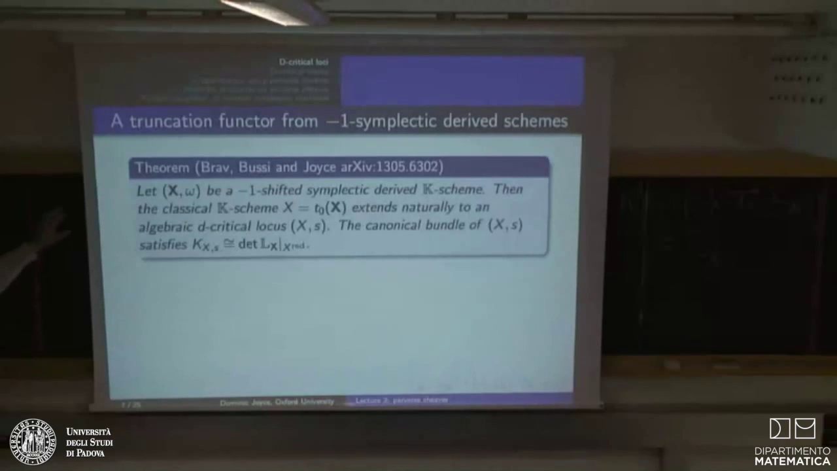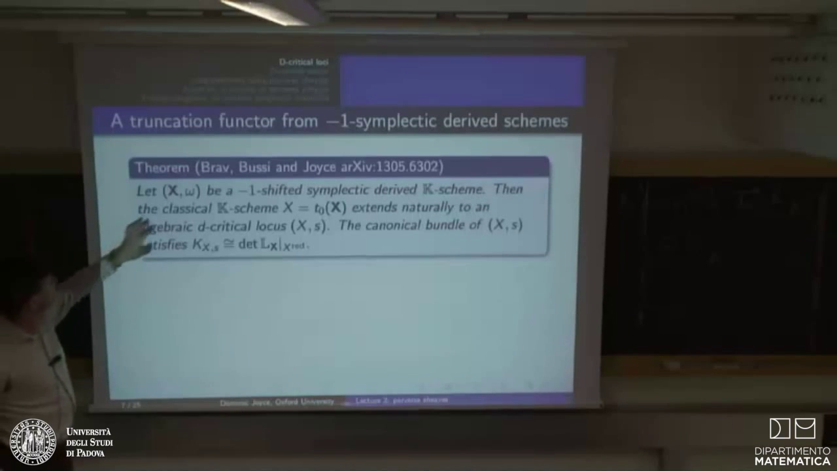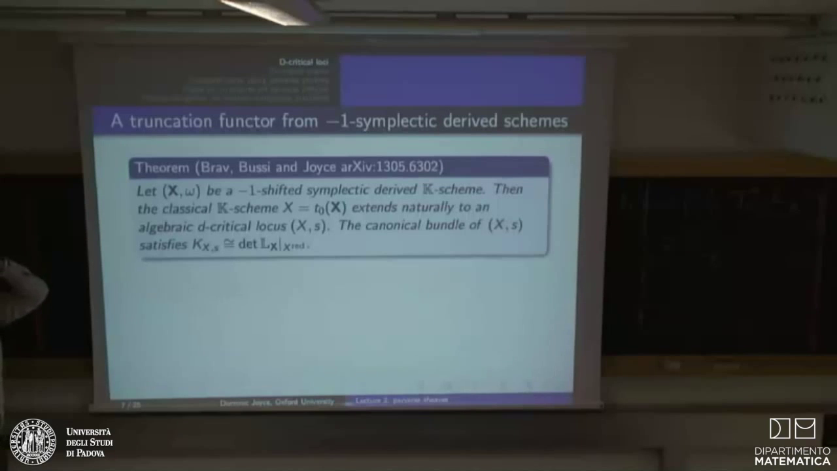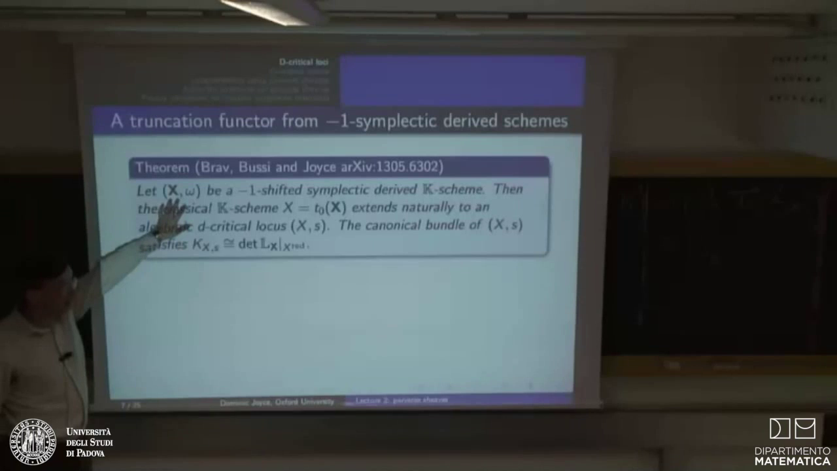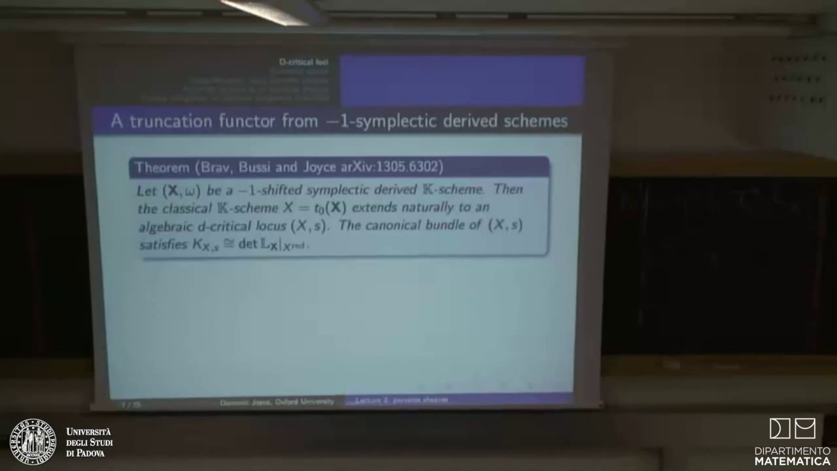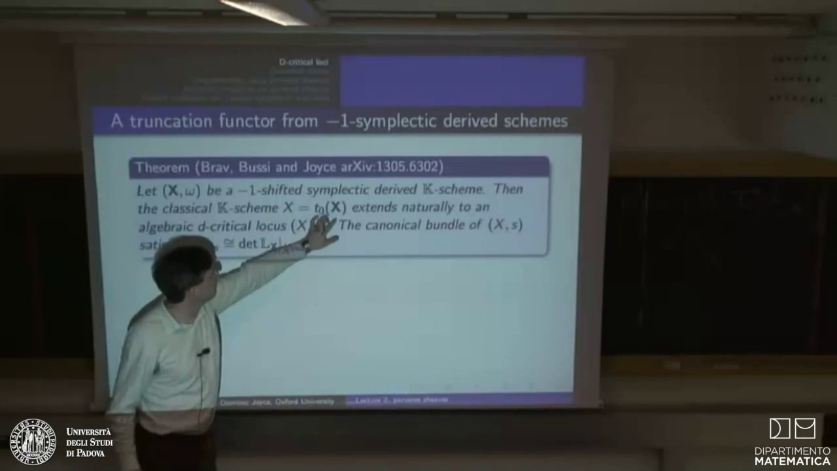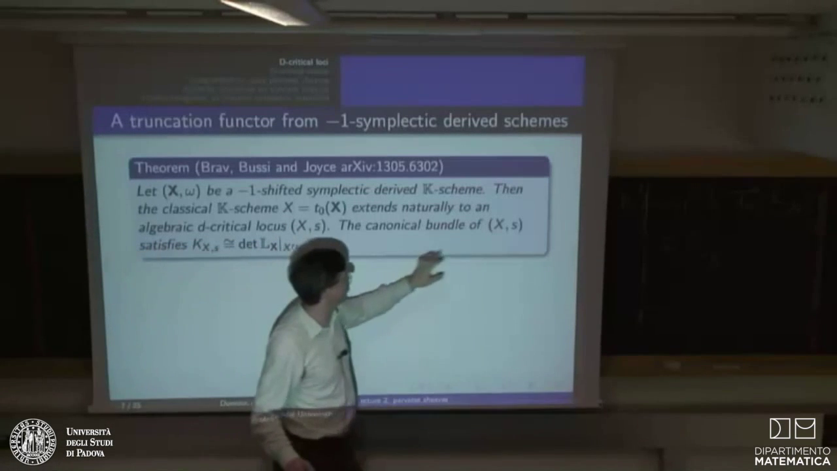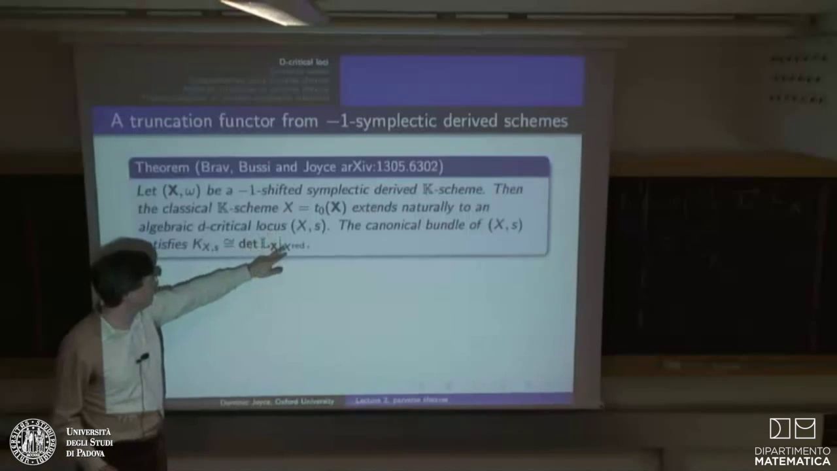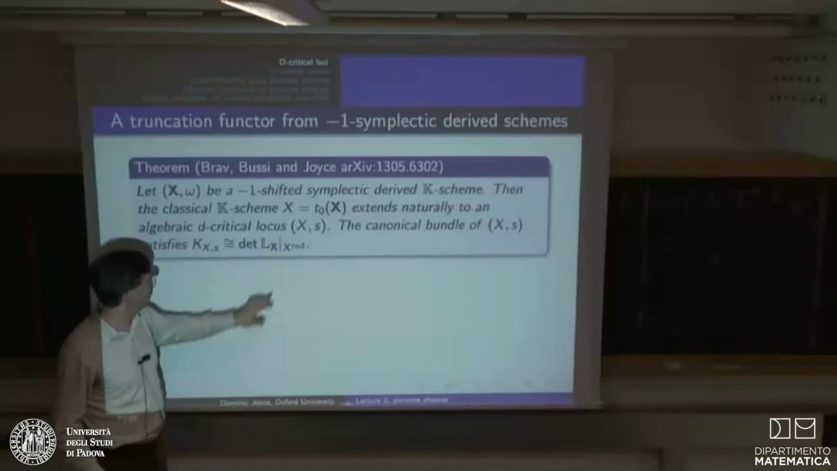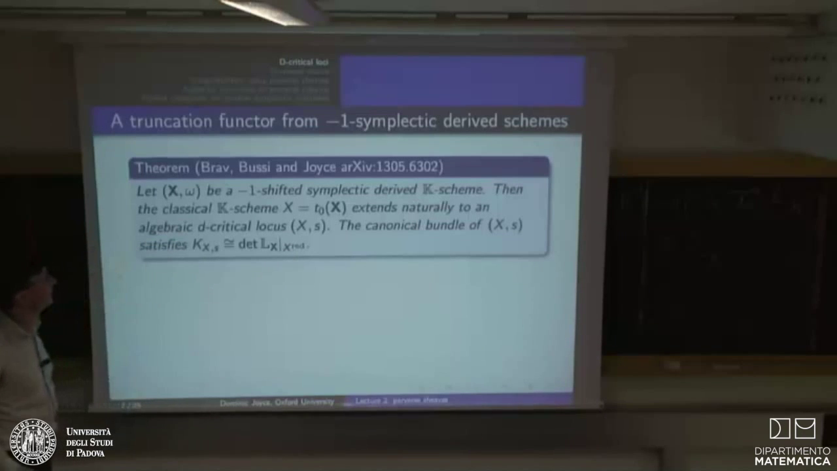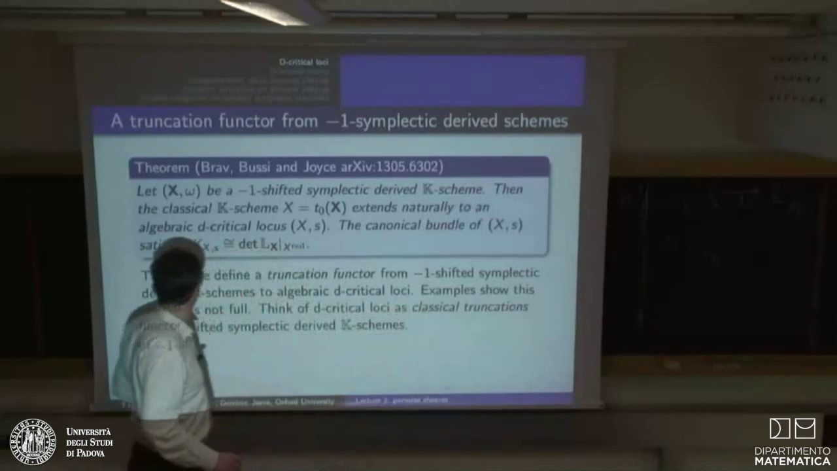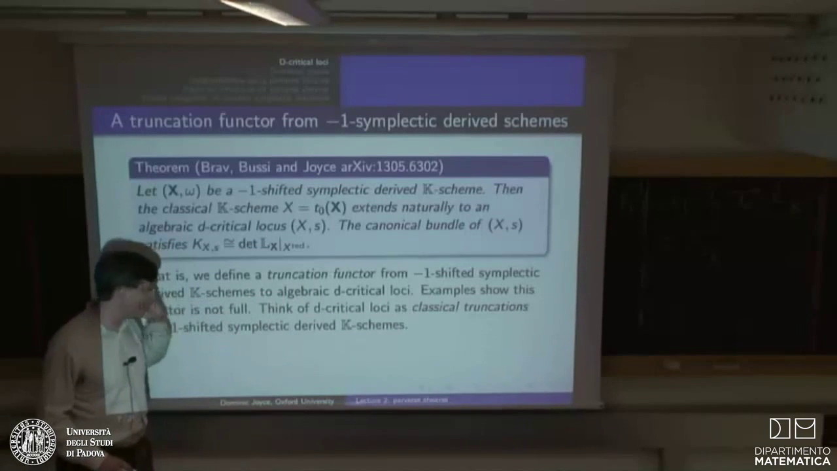Okay. So now let's talk about how this is related to yesterday's lecture. So let's take bold X, omega to be a minus one shifted symplectic derived scheme. For example, a derived moduli scheme of coherent sheaves on a Calabi-Yau threefold, or a derived intersection of two Lagrangians in an algebraic symplectic manifold. Then the classical scheme X, which is a truncation of bold X, has a natural extension to an algebraic d-critical locus (X, s). Furthermore, the canonical bundle of (X, s) is the determinant line bundle of the cotangent complex of the derived scheme bold X, restricted to the classical reduced scheme of X. Okay, so this is really a truncation functor from minus one shifted symplectic derived schemes to algebraic d-critical loci.